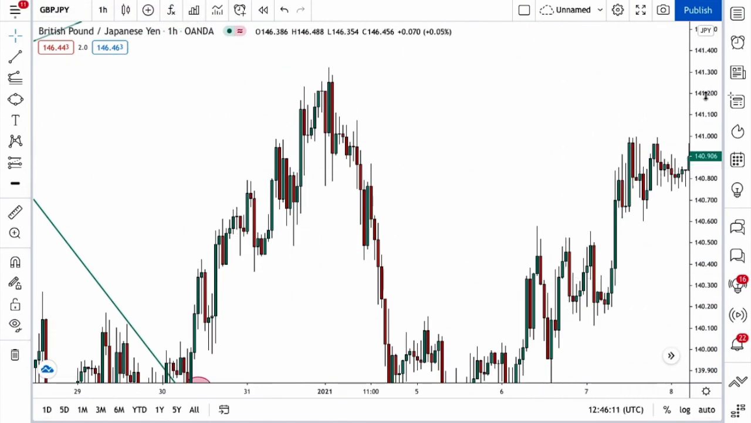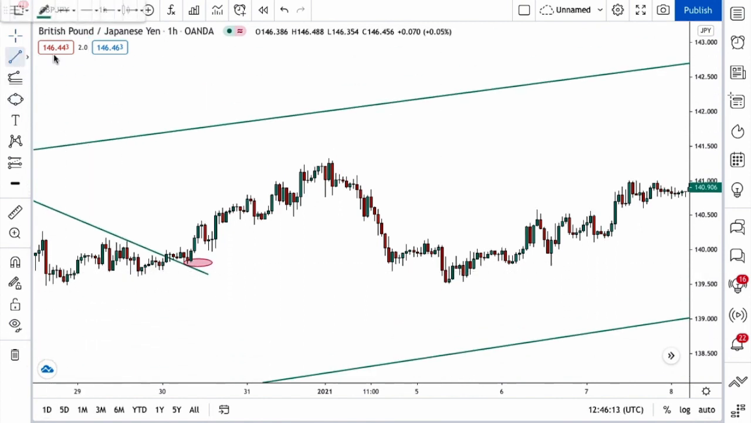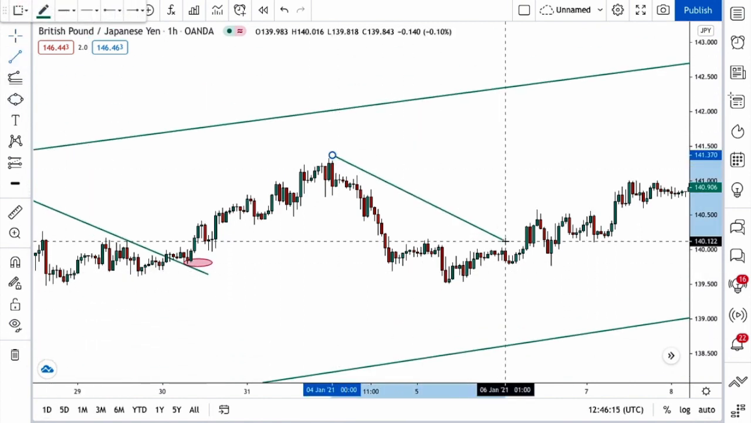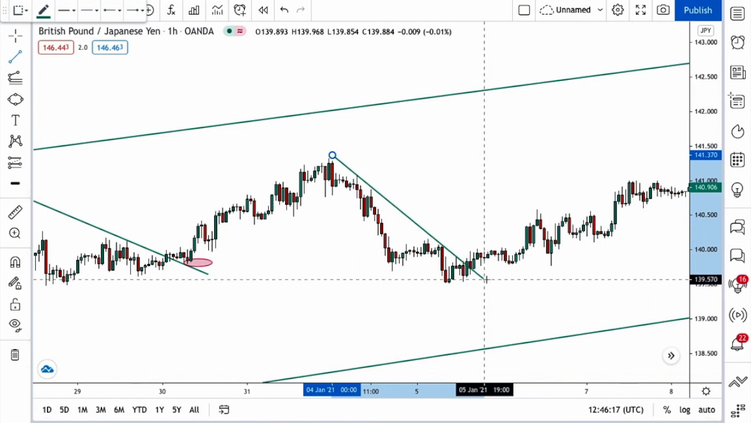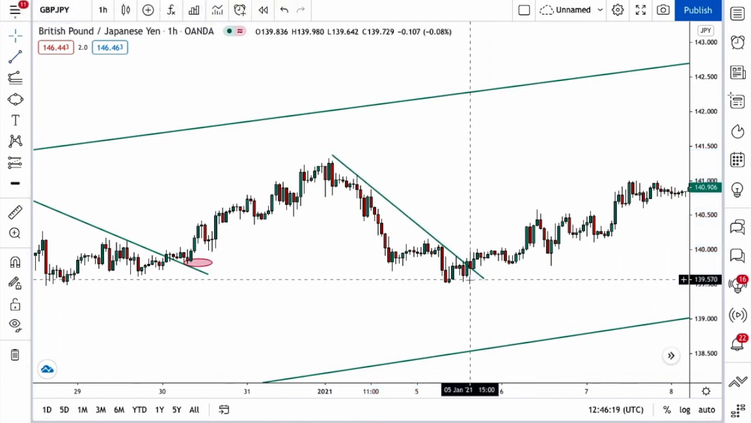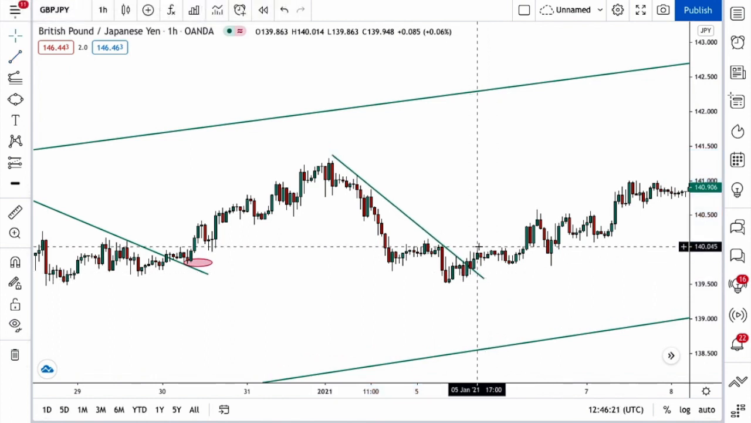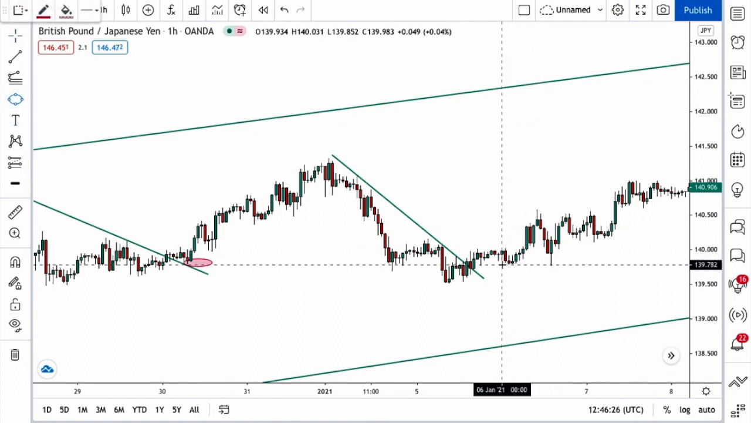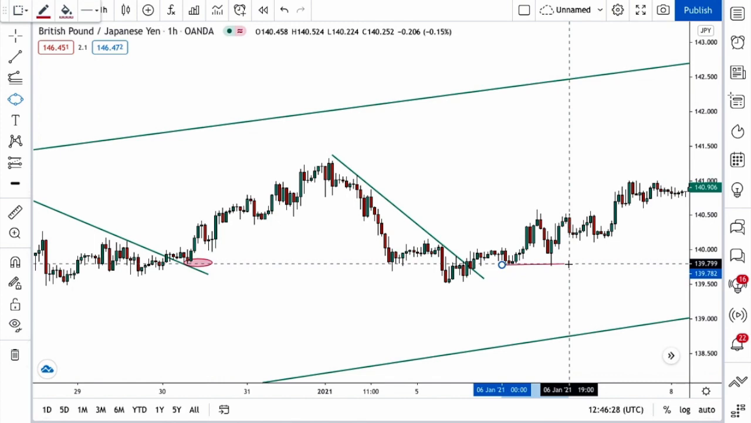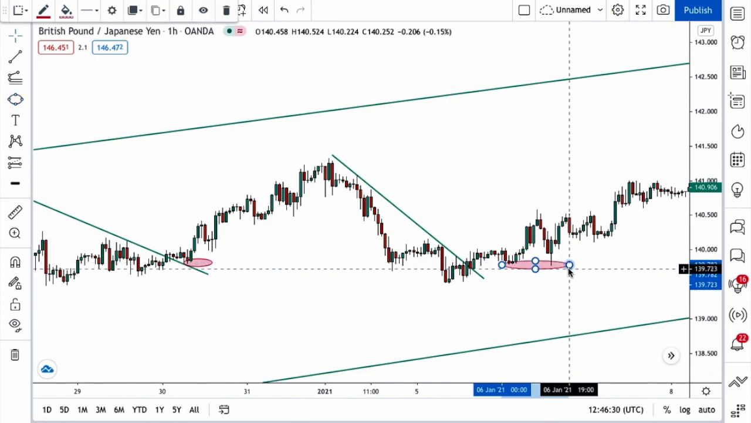Let's try to identify another one. So even here we'll have a line opposite the direction of the trend. Then there will be a breakout. After a breakout, it's a retest. So here a retest happened around this area. So this is your buy area.